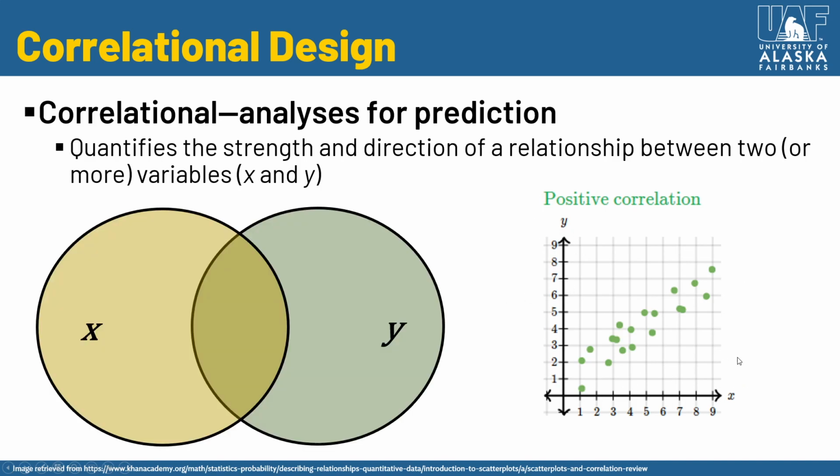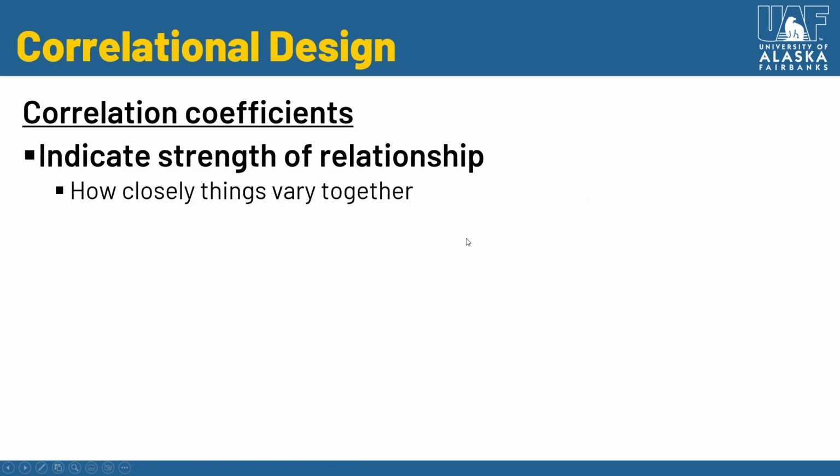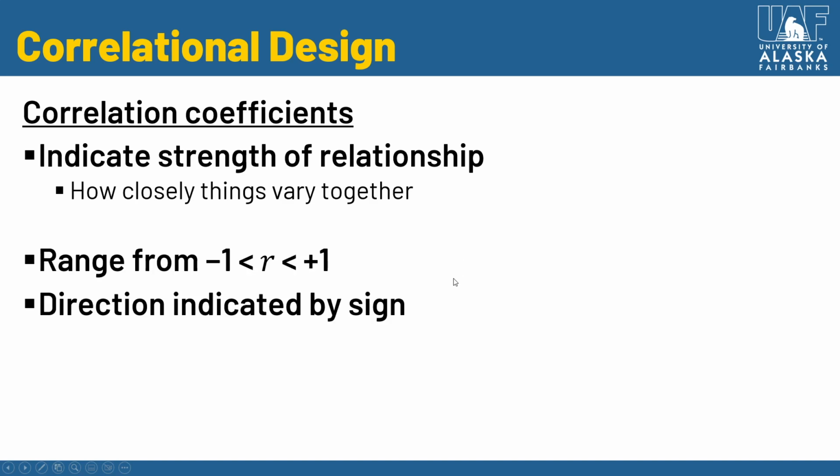If graphs aren't really your bread and butter, you might think of it in terms of Venn diagrams, right? So how much these two things kind of overlap with each other. When we do correlational studies, we'll talk about correlations at the end of the semester, but I wanted to mention these briefly for now. Whenever we do a correlational analysis, we'll get some correlation coefficient, something that indicates the strength of the relationship or how closely things vary together. These numbers can range from -1 to +1, and the direction is indicated by the sign.